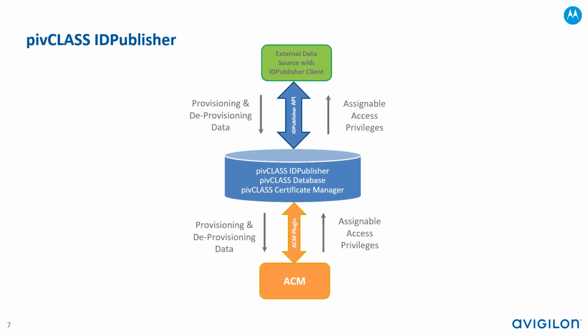And again, it's just a graphical representation of that. There's the external system right there. That's the customer system. The ID publisher, database, and certificate manager are in the middle here. And then if that information checks out properly, it will be sent into ACM, where I can go and assign privileges, assign access to doors, and so on.